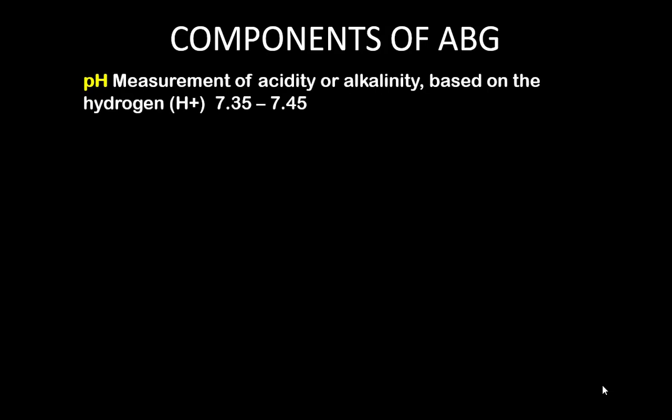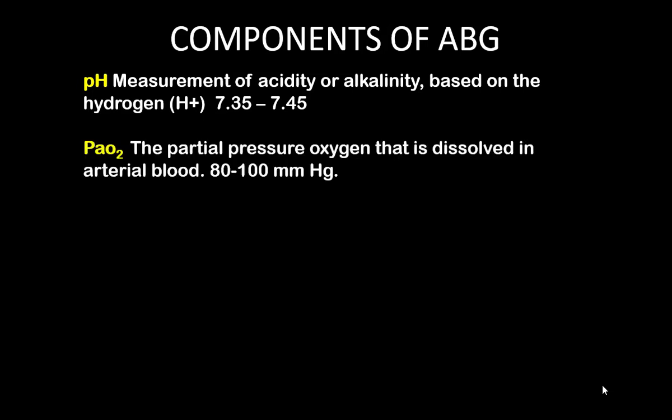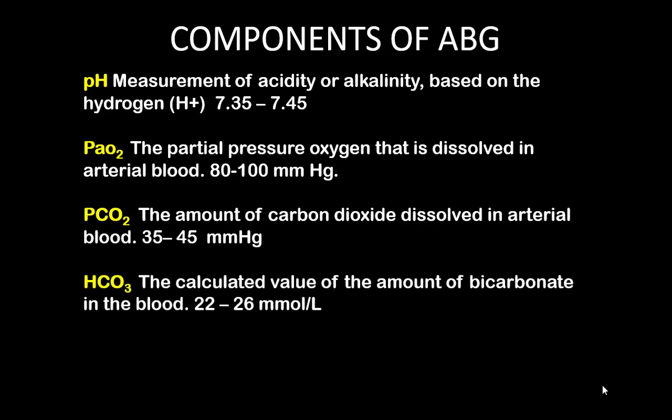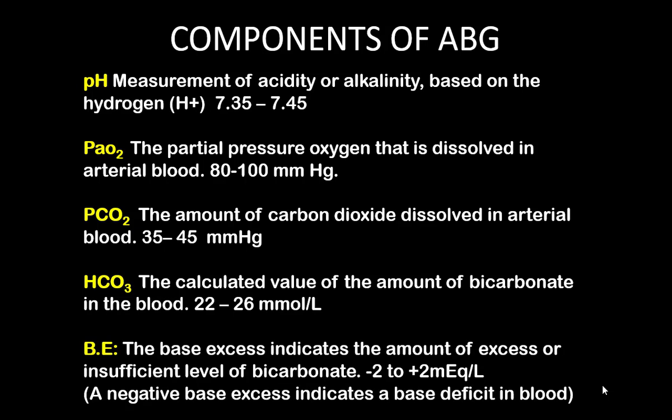So the components of any ABG: pH is a measure of the acidity or alkalinity based on the hydrogen ion. We already discussed this. PO2 is the partial pressure of oxygen that is dissolved in the arterial blood. So PaO2 consists of the dissolved oxygen. It could be 80 to 100 millimeters of mercury; in normal circumstances, it can vary. PCO2 is the amount of carbon dioxide dissolved in the arterial blood, 35 to 45 millimeters of mercury. Bicarb is a calculated value of the amount of bicarbonate in the blood. It is 22 to 26 millimoles per liter.